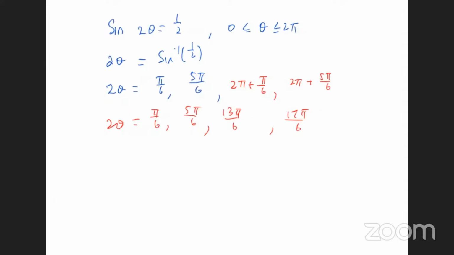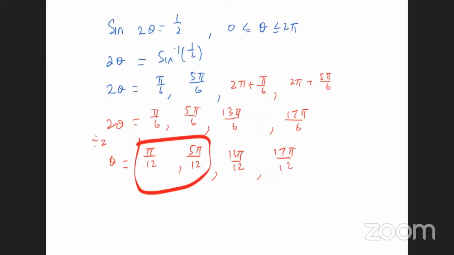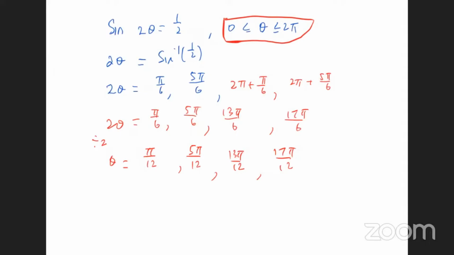What's going to happen now? Because it's theta, we're going to divide everything by 2. So you're going to get pi on 12, 5 pi on 12, 13 pi on 12, 17 pi on 12. So if you had these 2 values, you're adding pi. But because we don't have those 2 values, you're adding 2 pi. So this is very important. So now you have 4 answers, and those 4 answers are within the range.